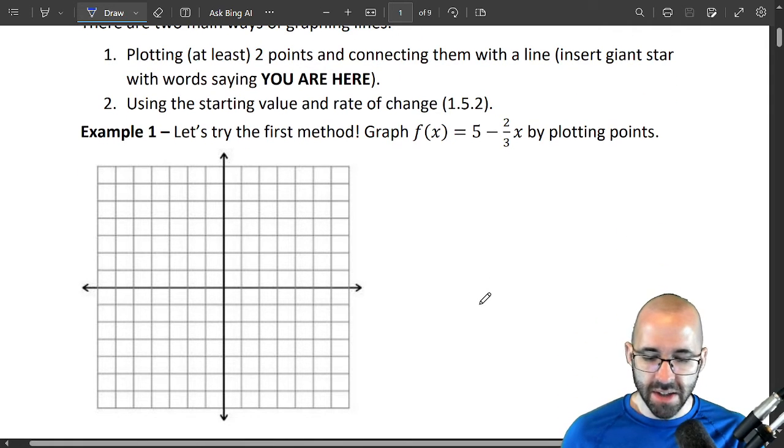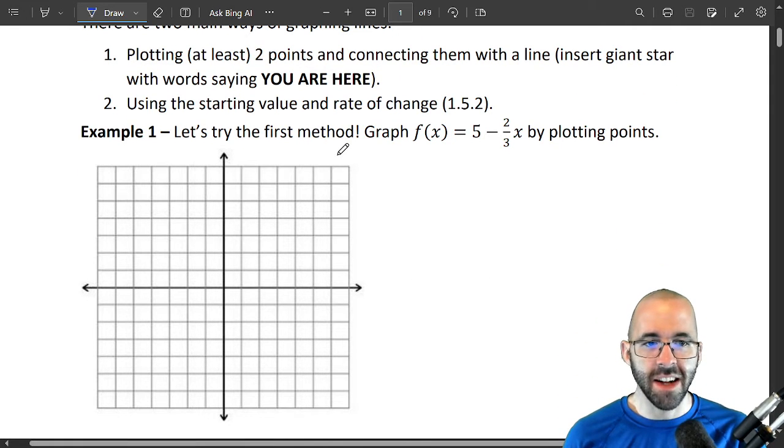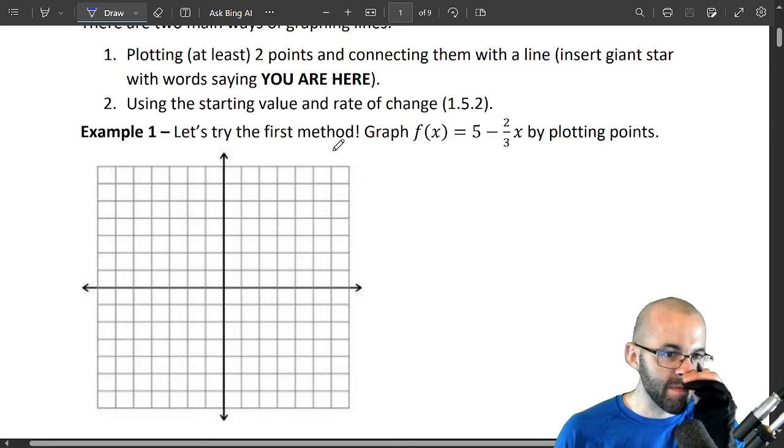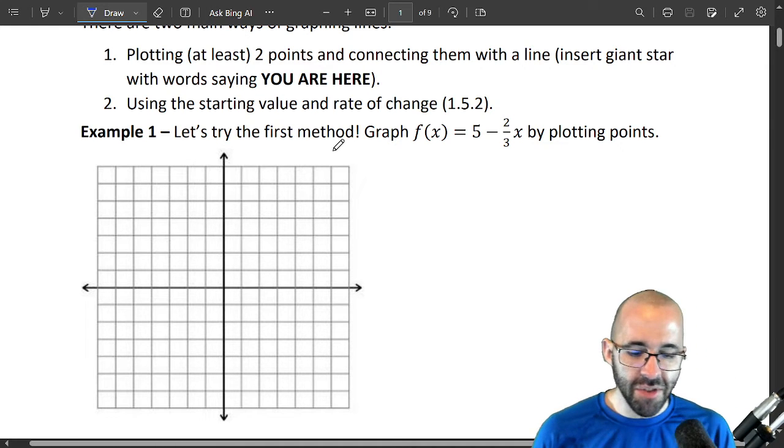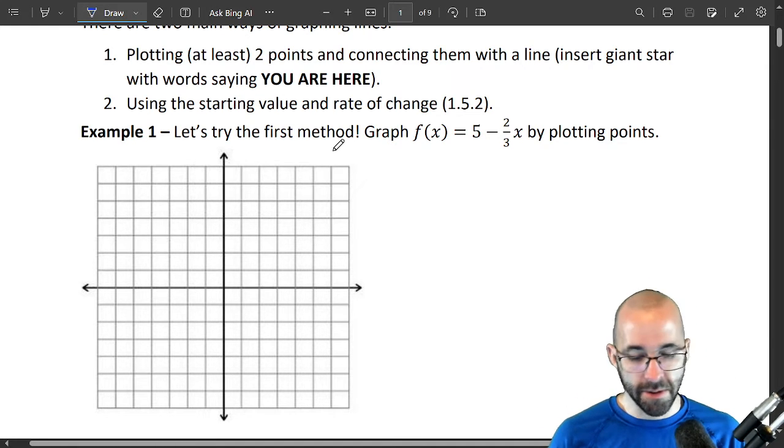So let's do an example. I had a lot of personality when I made these notes about 3 hours ago. Let's graph this function by plotting points.